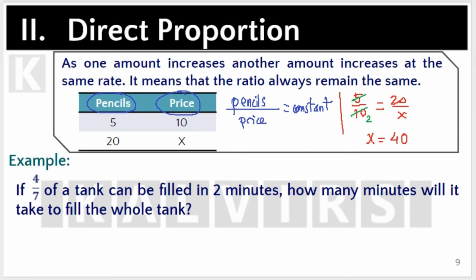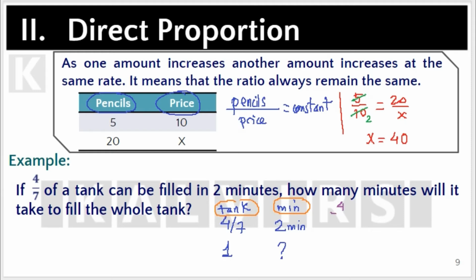For the example shown below, if 4/7 of a tank can be filled in 2 minutes, how many minutes will it take to fill the whole tank? So here we have that 4/7 of a tank takes 2 minutes. One tank, how many minutes? Tank and time are directly proportional. Therefore, the ratio is always the same.